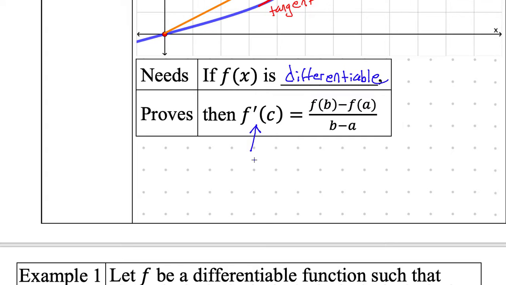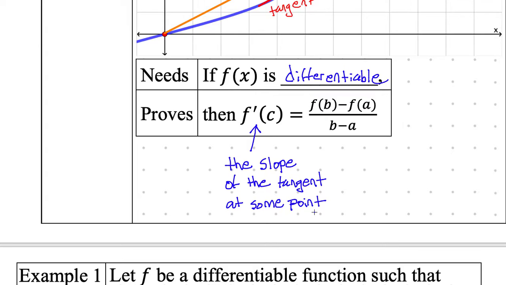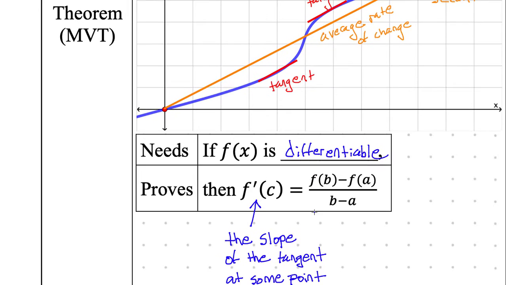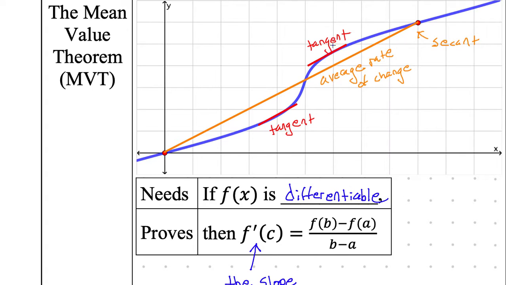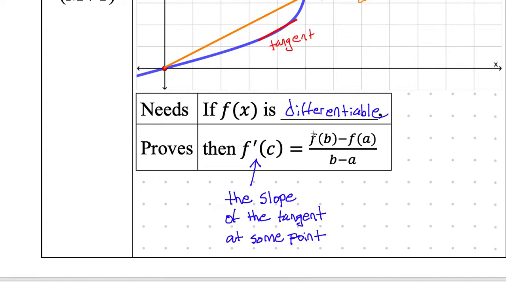If we assume that c is some point, let's call c some point. This is the slope of the tangent at some point. Whew, that was a lot to unpack just by saying f prime of c. f prime of c is interpreted as the slope of the tangent at some point, which is what these red things are saying. This is the slope of the red tangent. This slope of the tangent is going to be equal to this thing.